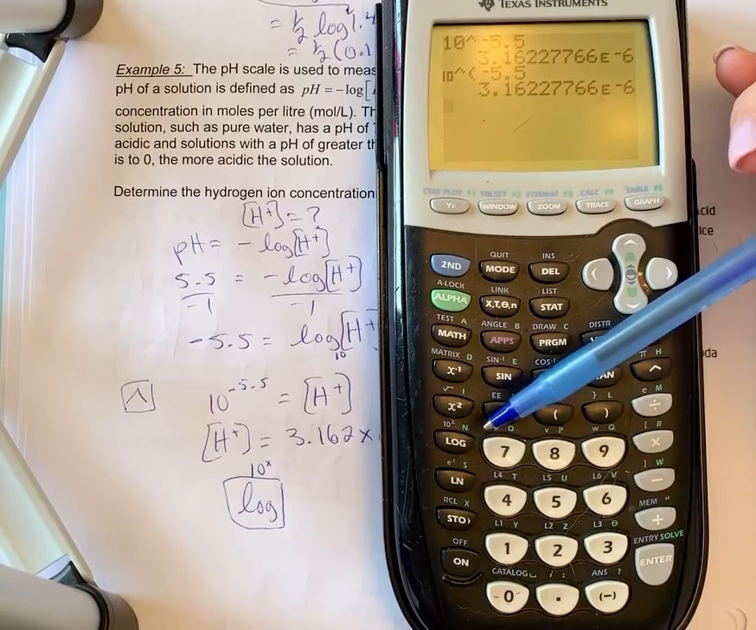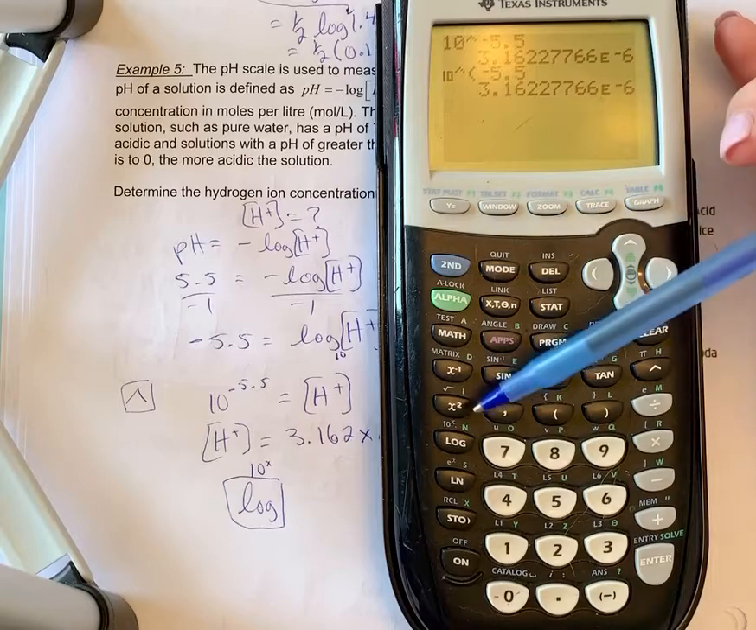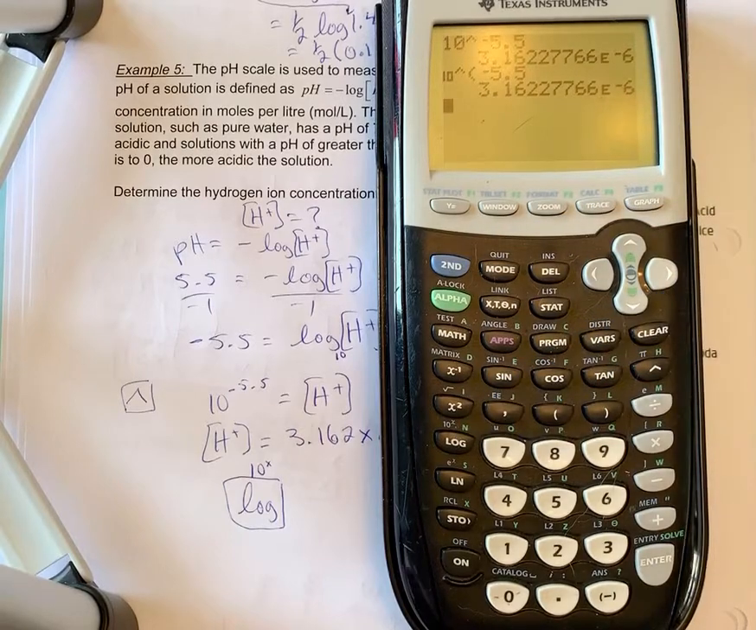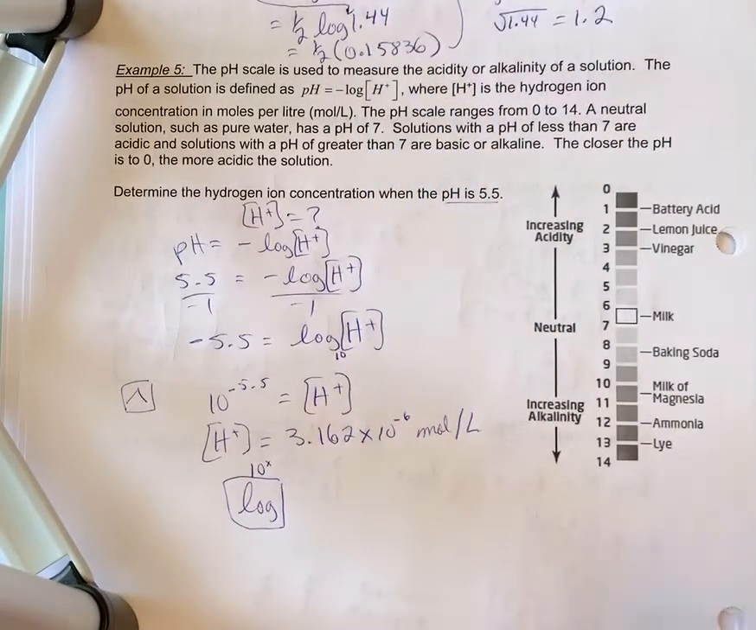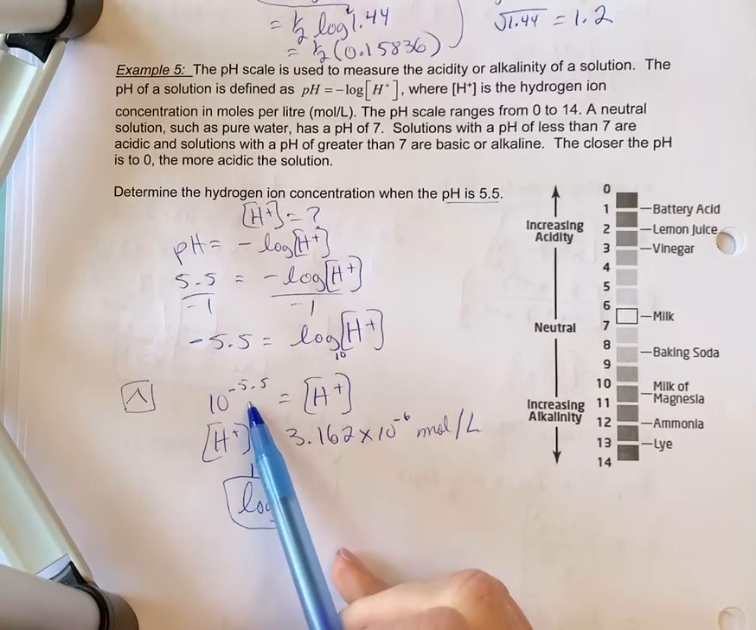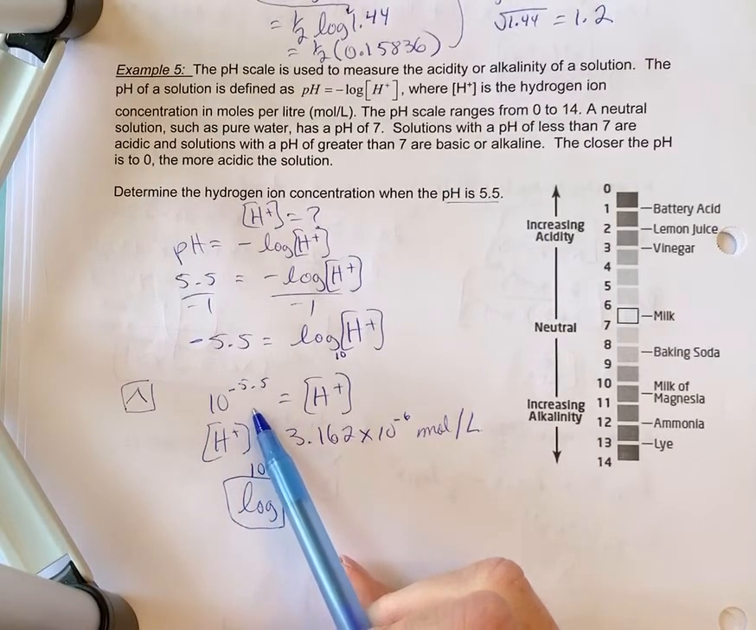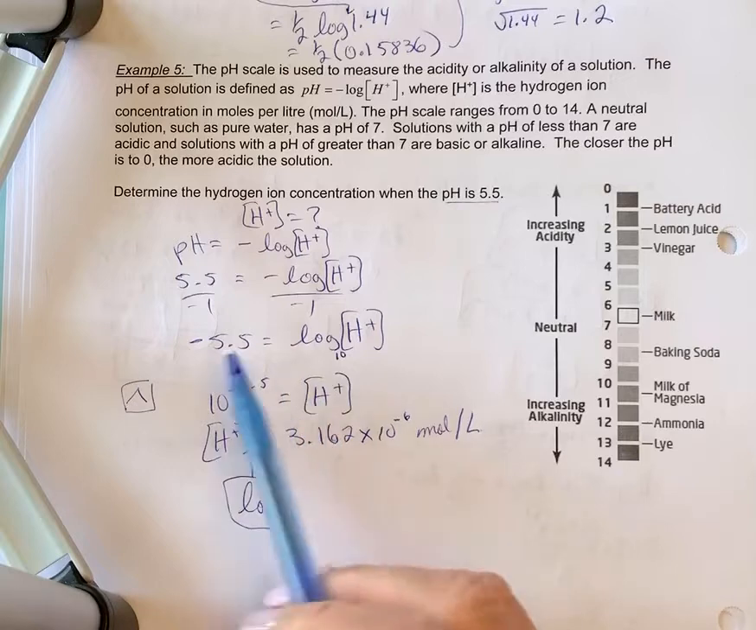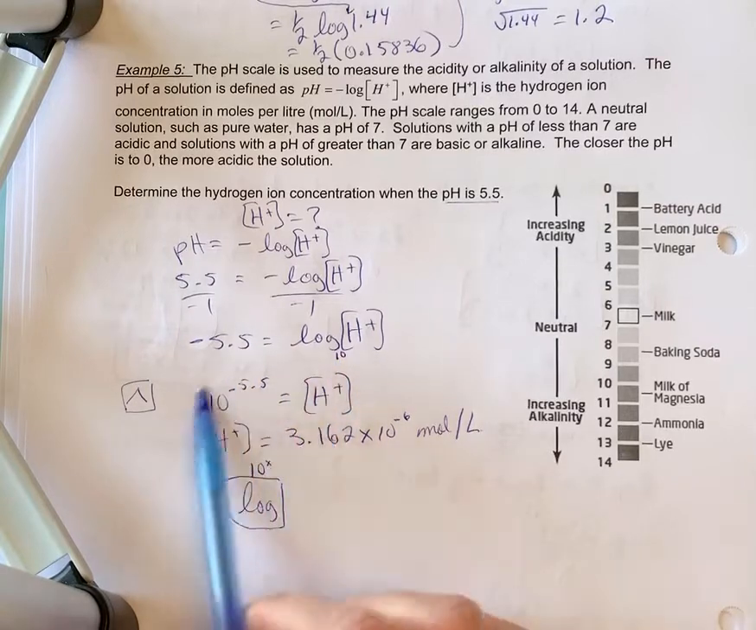So in chemistry class, you may have been just told to use that shift or second function log button to evaluate this, but that is how the connection works with the exponential form. So in math class, I want you to know your exponential form and show me this step.